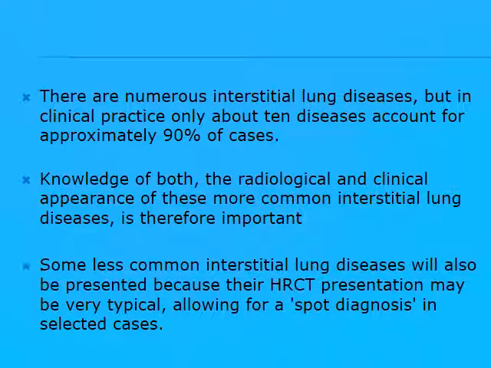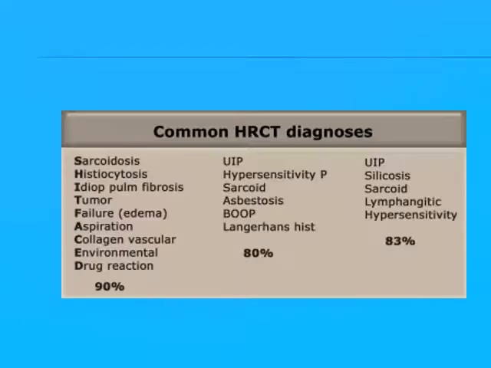However, there are some less common or rare diseases that have pathognomonic CT features that we will also present in this lecture. As you see from this table, these 10 diseases represent about 80% of those you will meet in your daily practice. UIP, silicosis, sarcoidosis, lymphangitic carcinomatosis, and hypersensitivity pneumonitis represent more than 80%. So common things are common, and we want you to learn about common things.